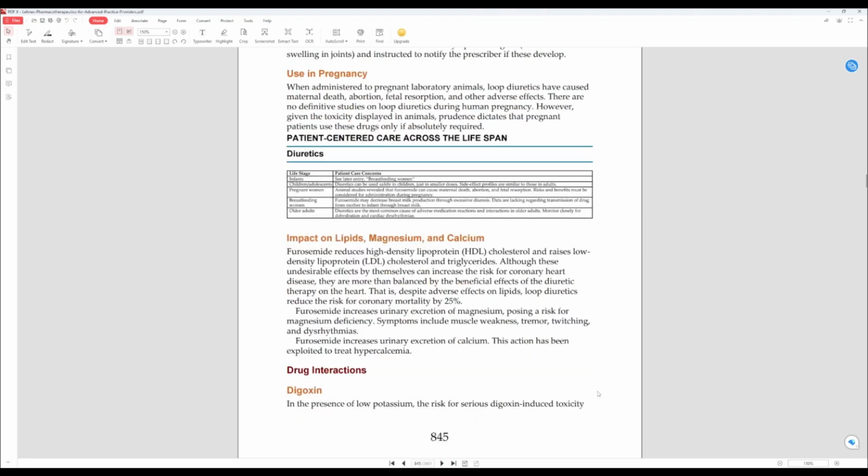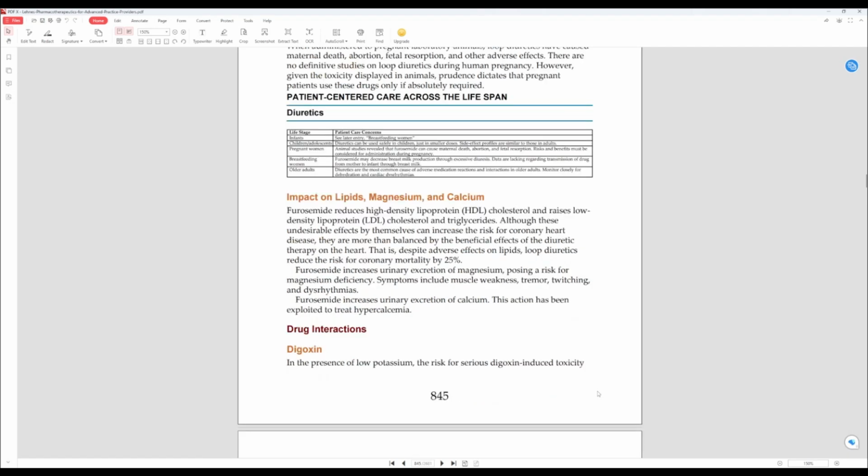Use in pregnancy. When administered to pregnant laboratory animals, loop diuretics have caused maternal death, abortion, fetal resorption, and other adverse effects. There are no definitive studies on loop diuretics during human pregnancy. However, given the toxicity displayed in animals, prudence dictates that pregnant patients use these drugs only if absolutely necessary.